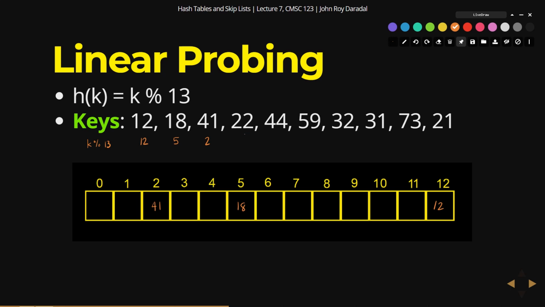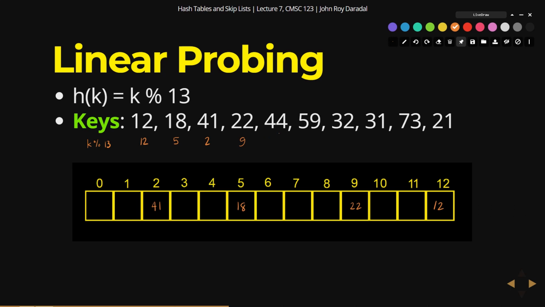22 modulo 13 is 9, right? And since index 9 is also open, we can just put 22 here. So far no problem, right? But how about the next one, 44?